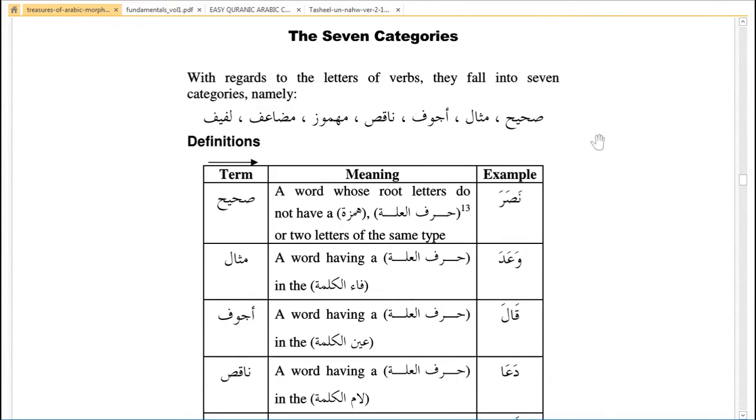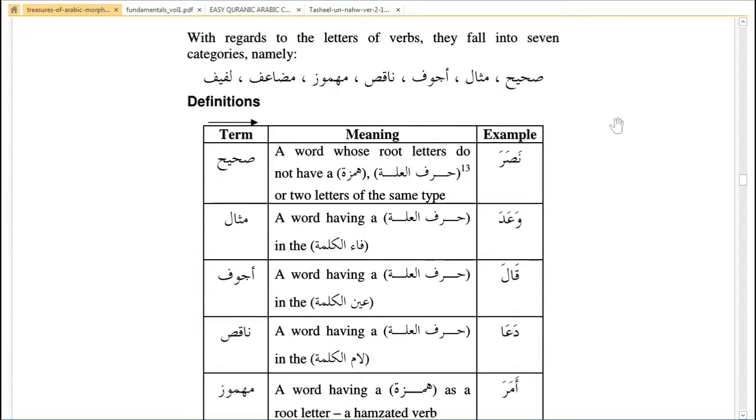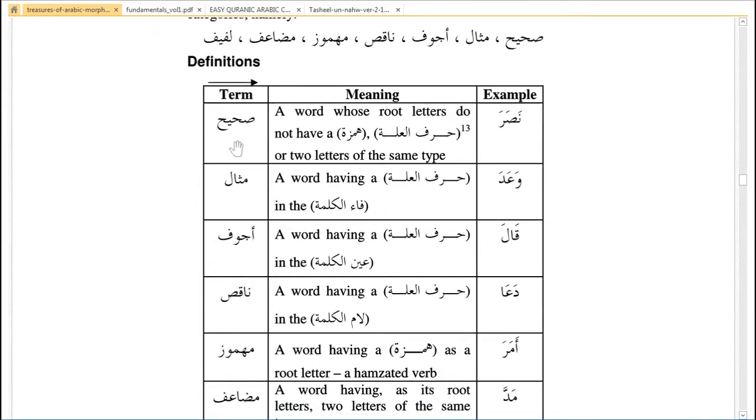So the first one is sahih. What does it mean? If there's no harf illa, the verb is sahih, there is no illa. For example, nasara, there is no waw, alif or ya in it, so it is sahih.